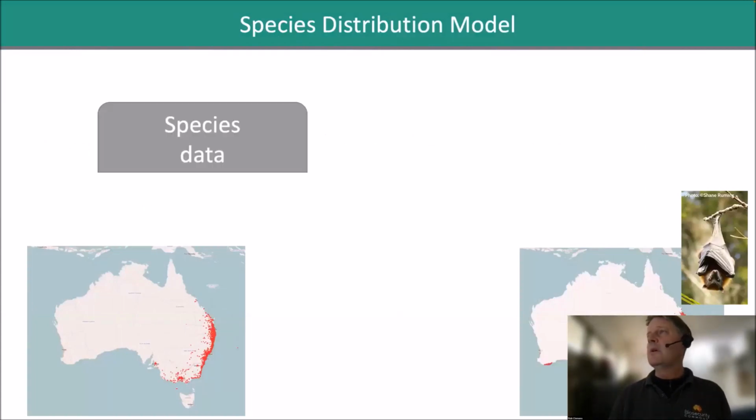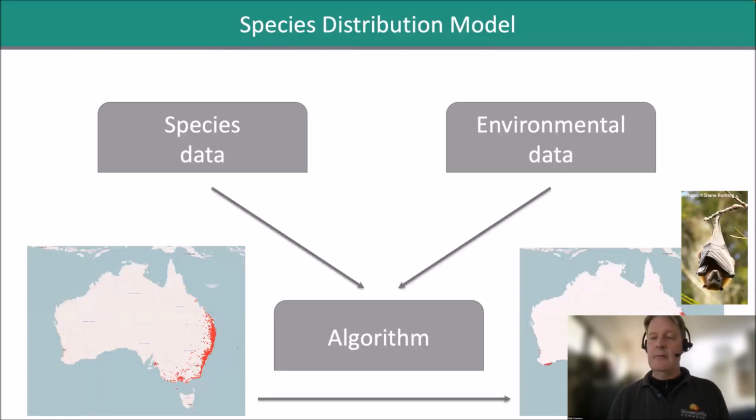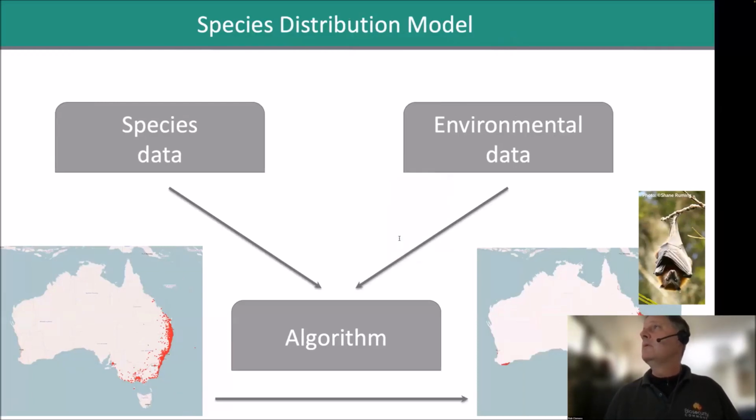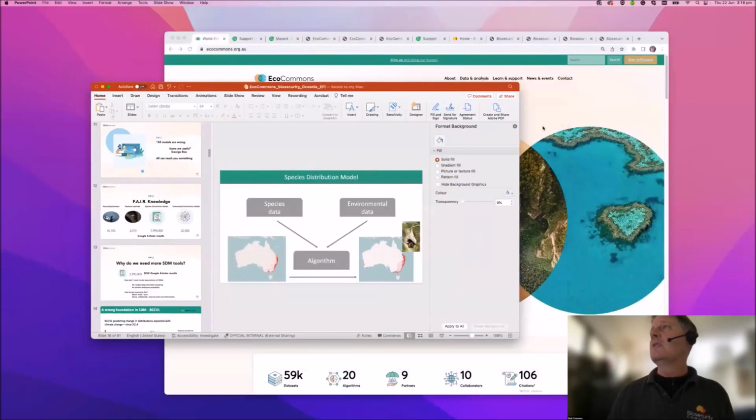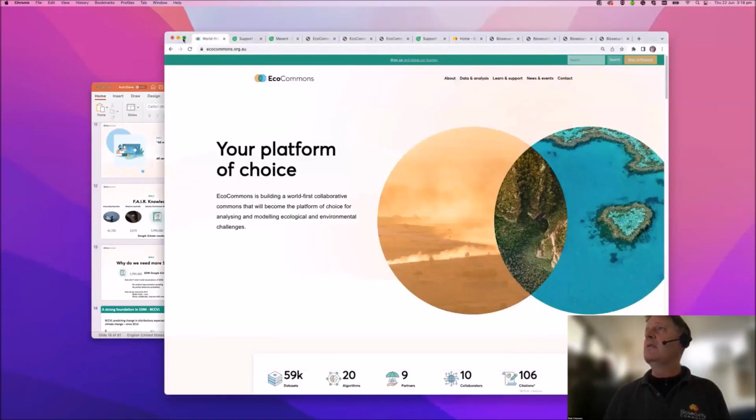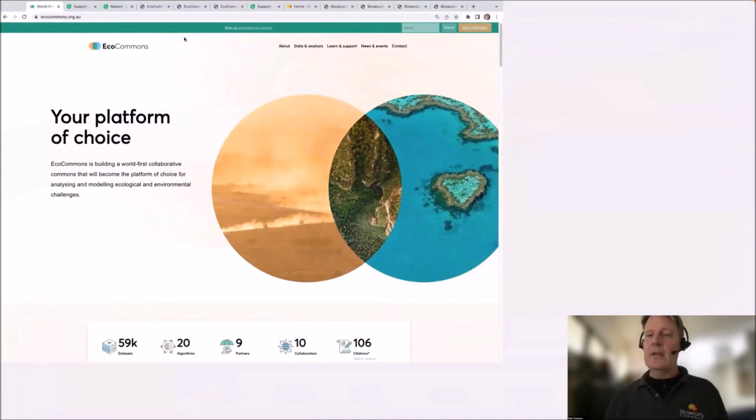So SDMs, on one level, are very simple. We've got species data, we've got environmental data, we've got an algorithm. We chew those things up and we get a prediction of where things are going to occur. But I'm going to switch over to show you some of the stuff that we have online, so just a bit of a demo real quick.